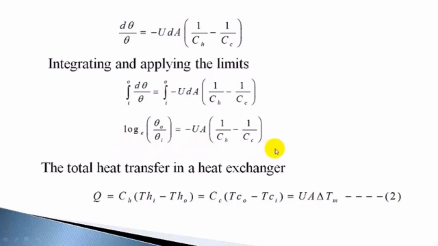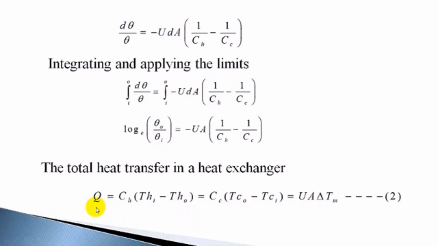Now also we know that the total heat transfer in a heat exchanger, Q, is equal to Ch into the temperature change. Ch is the heat capacity of the hot fluid, into the temperature change for the hot fluid, and it is also equal to the heat capacity of the cold fluid into the temperature change for the cold fluid, from inlet to outlet. So in the total heat exchanger, what is the total temperature change? And again, this is the total temperature change in the entire length of the heat exchanger. So that is the total heat transfer.